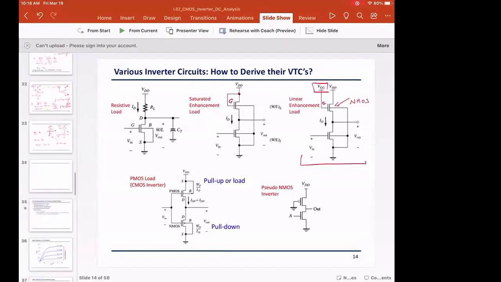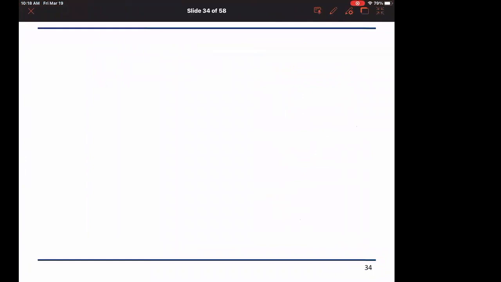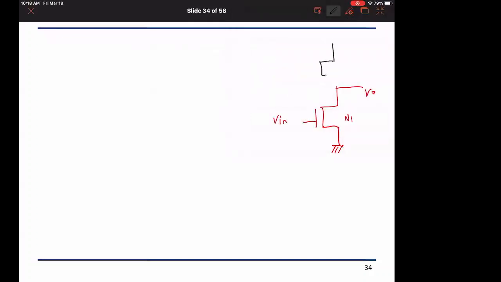Let's see what a pseudo-NMOS inverter is made of. So I have my pull-down device, which is transistor N1, and the Vn is coming here, and this is the output voltage, and then I have my pull-up device, which is a PMOS, which is grounded, and this is connected to VDD.